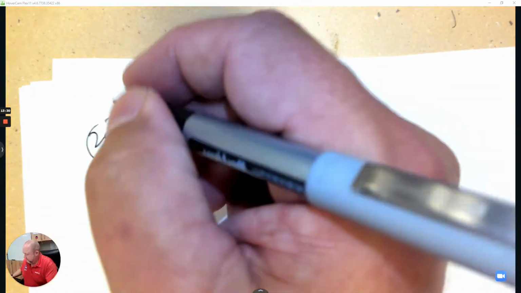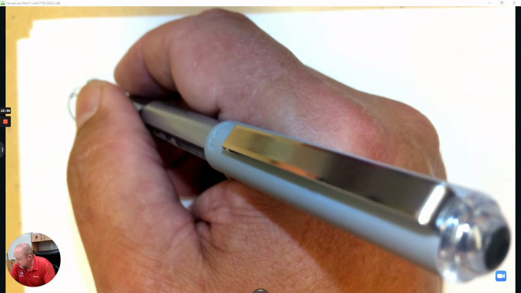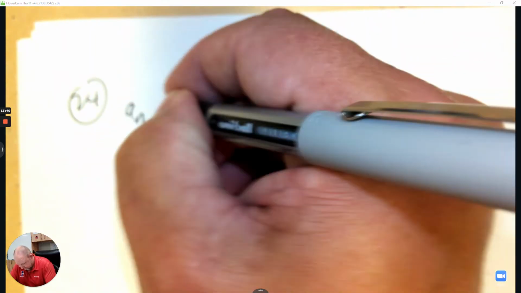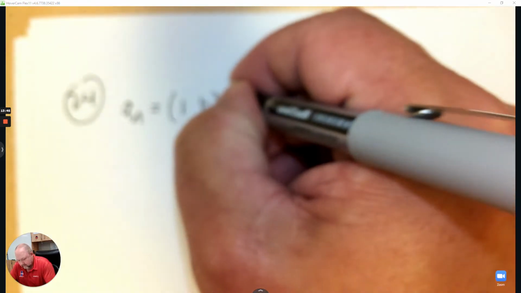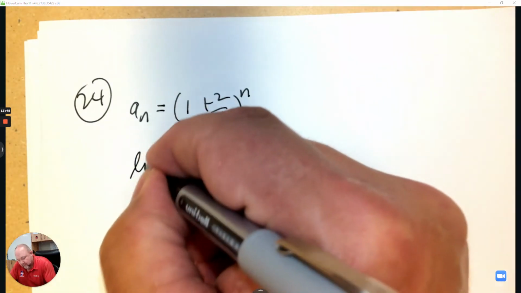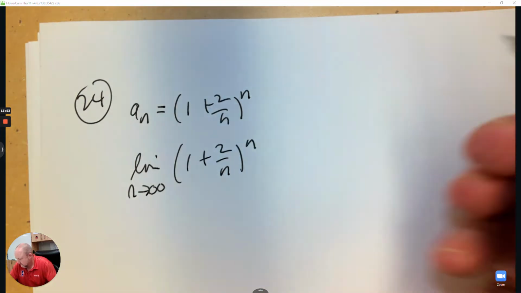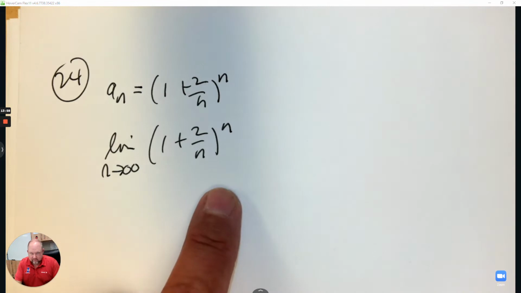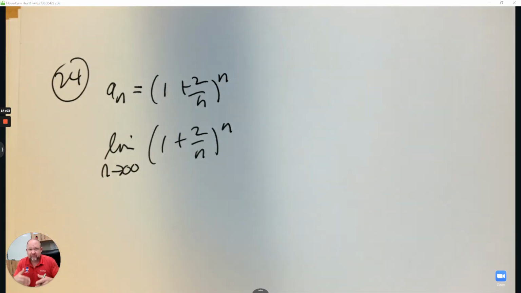24. It says determine the convergence or divergence of the following sequences. Now, a sequence is different than a series. If you take the limit as n goes to infinity of this, and the answer is a number, it does not have to be 0, then it converges. If it was a series, it's different.